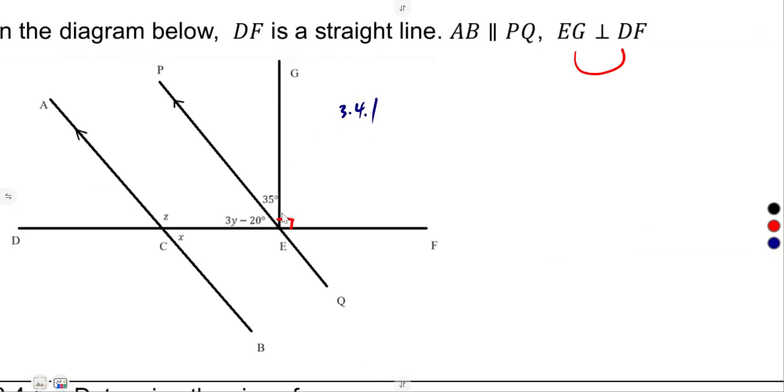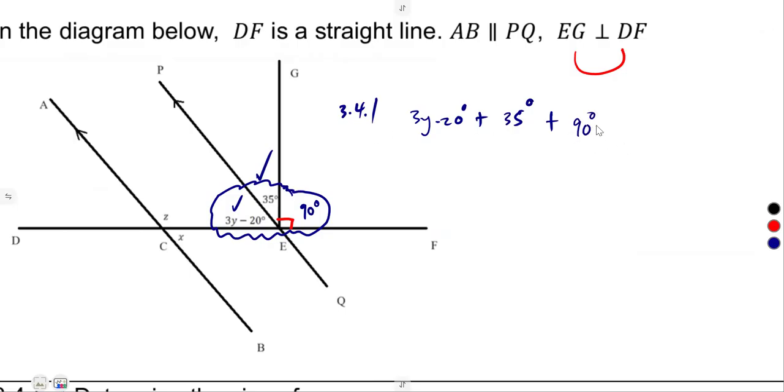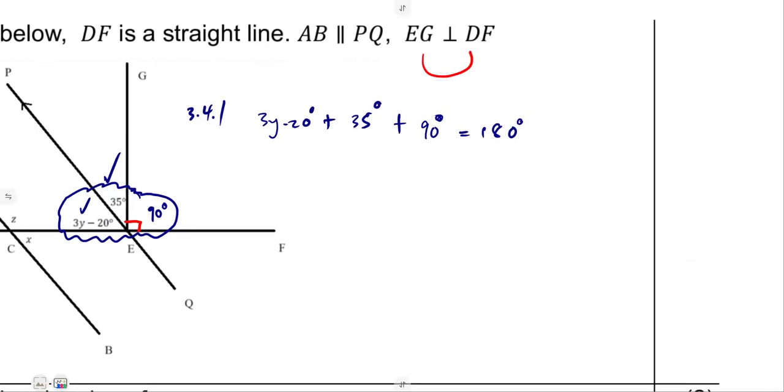To find Y there, we can see here we've got a straight line. Angles on a straight line. DF is a straight line, remember? So we can add these angles: 3y minus 20 plus the 35 degrees plus the right angle there, which is 90 degrees. If we add these angles, we must obtain 180 degrees, angles on a straight line.